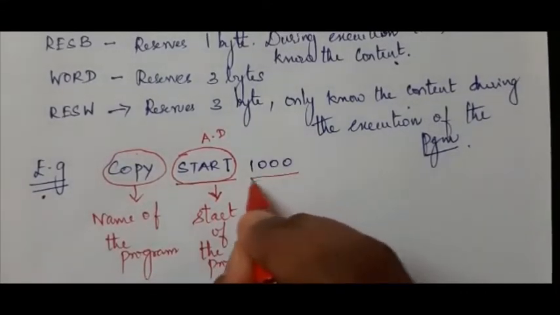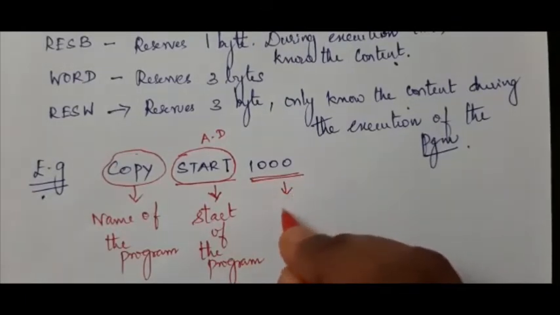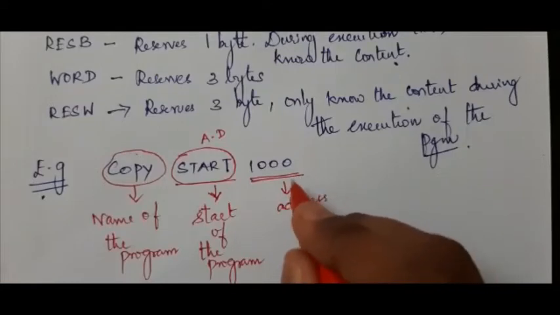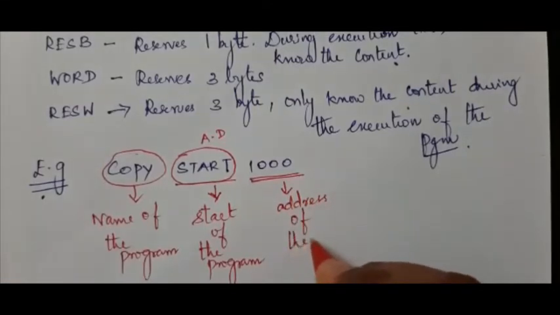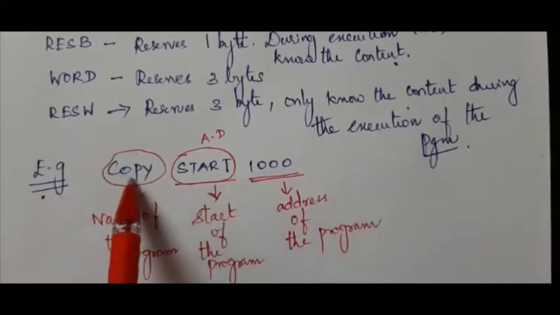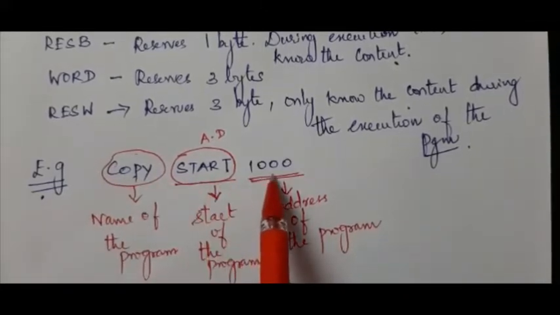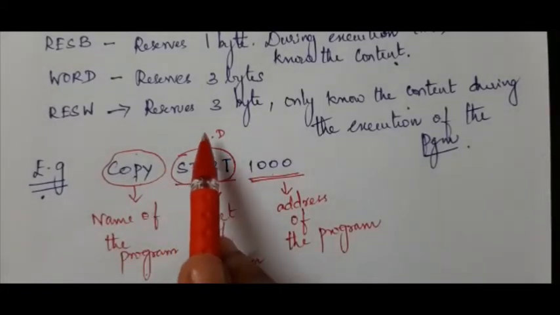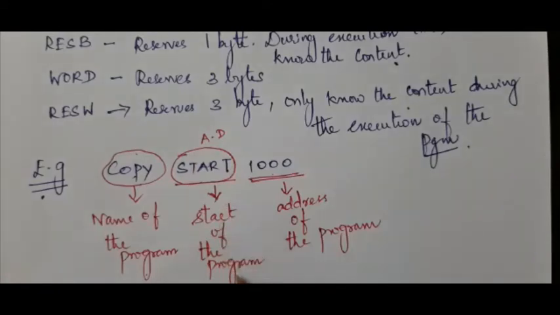And this 1000 is nothing but the address of the program. Where to start? From this address you are going to start the program. So I repeat, this is an instruction: COPY START 1000. COPY is the name of the program, START is an assembler directive specifying the start of the program, and 1000 is the address of the program. In the 1000th location you are going to start the program.